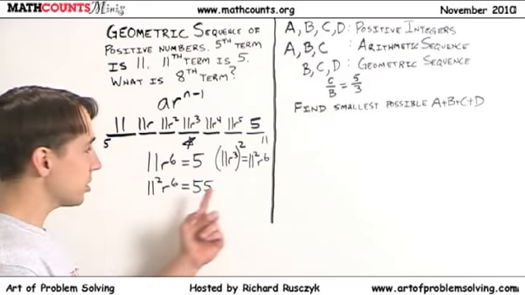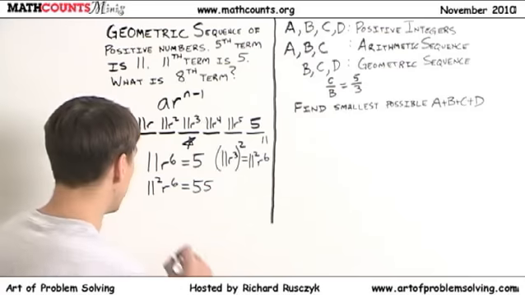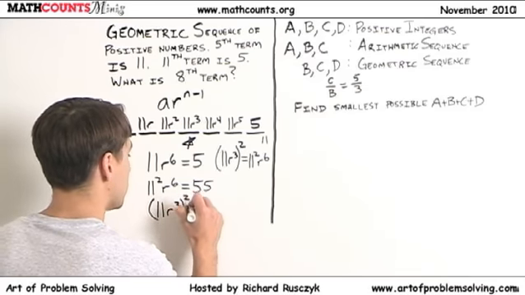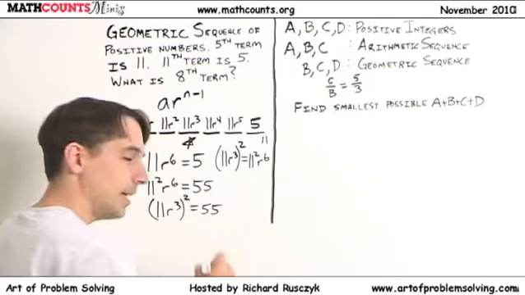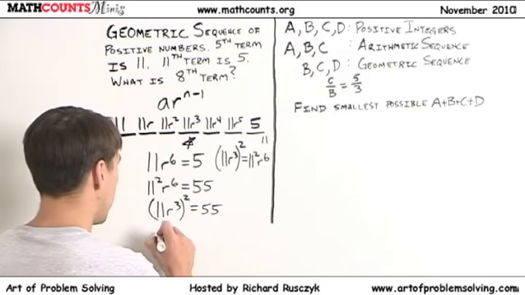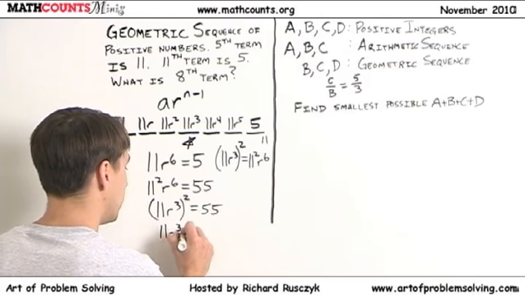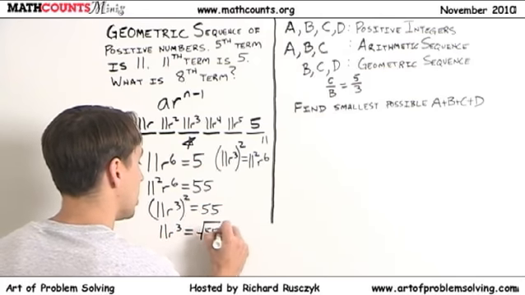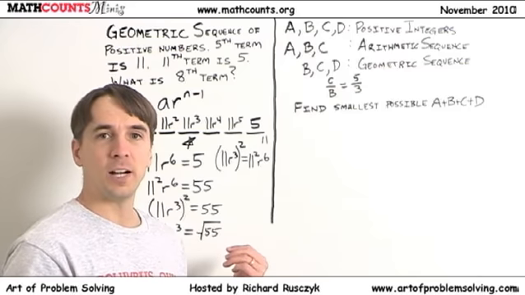And I know that this is just the square of the 8th term that we wanted. 11r cubed squared is 55. And now I just take the square root. We know all the numbers in the sequence are positive, and we get 11r cubed is the square root of 55.